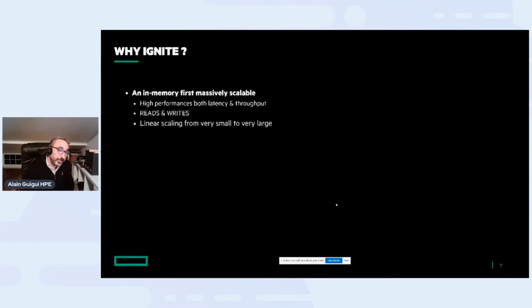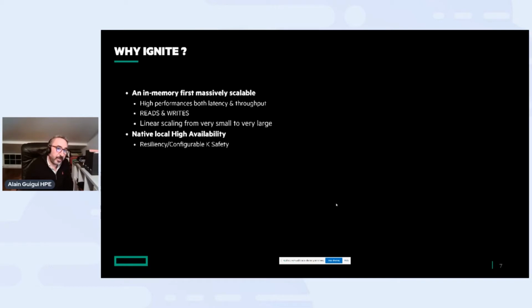So we needed a database that was in-memory first, because the only way to achieve such ultra low latency was to rely on in-memory first, and massively scalable, because again, we will start from very small and be able to go very, very large.